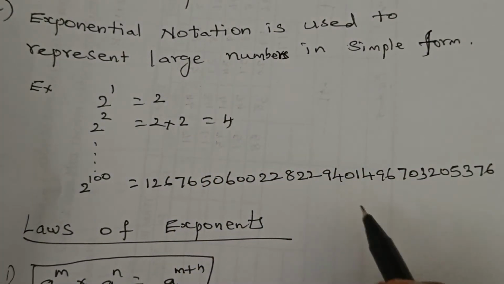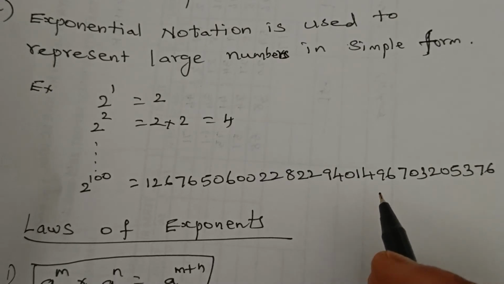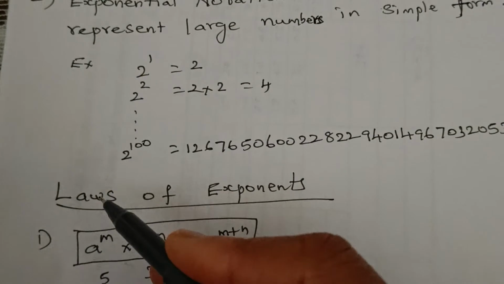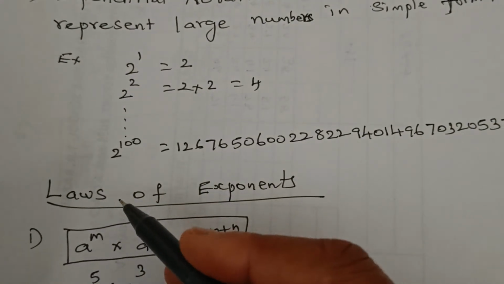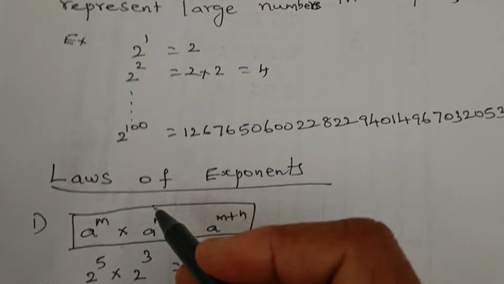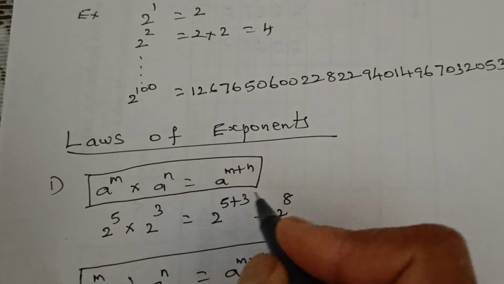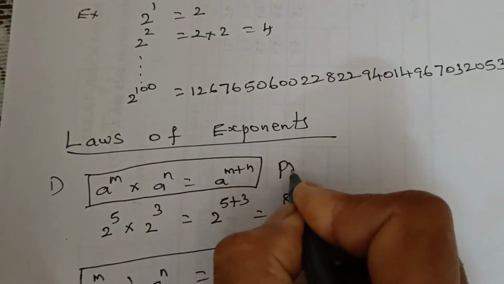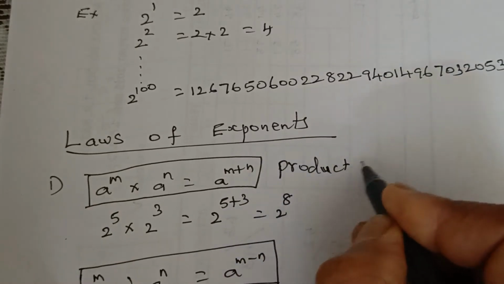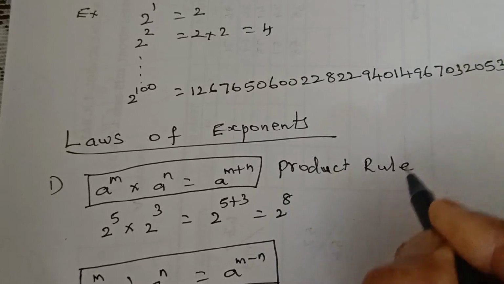Okay, so this is the basic introduction about exponents. Now we have some laws of exponents. Laws means the rules, or you can call them formulae, of exponents to do the sums. The first one is the product rule. What do you mean by product? Multiplication. This first one is called the product rule.